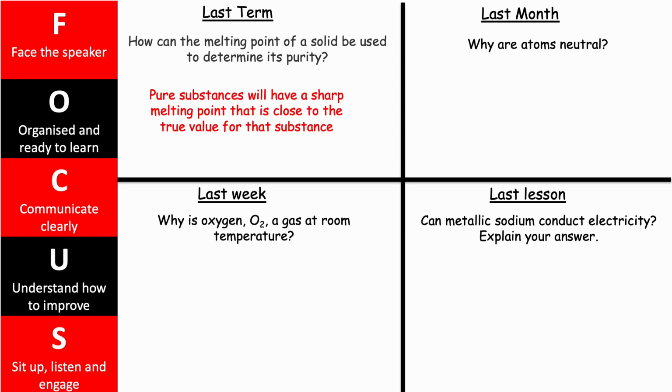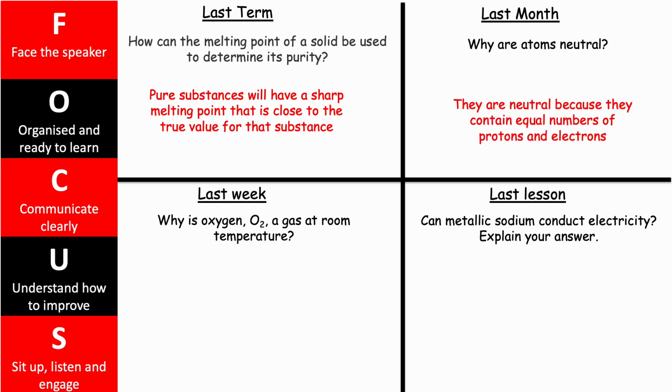Last month says, why are atoms neutral? Well, we know there are positive protons inside the nucleus, and we've got negative electrons orbiting the nucleus in our shells, and we know the number of protons and electrons is the same, so they cancel each other out, which means the atom is overall neutral.